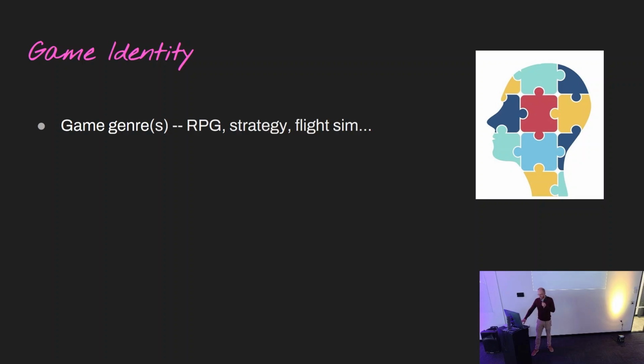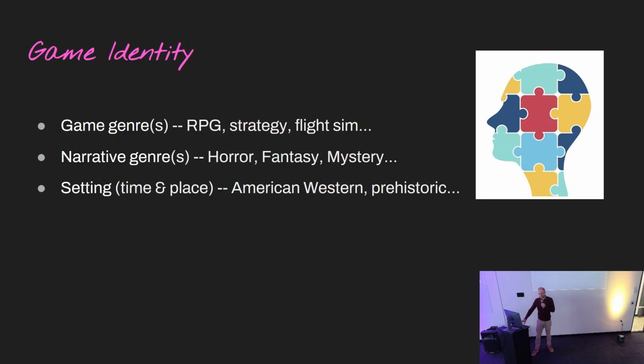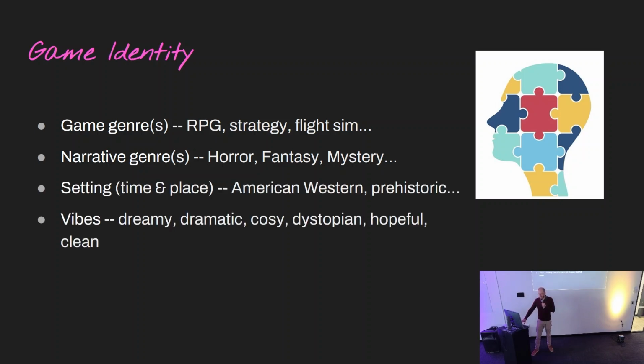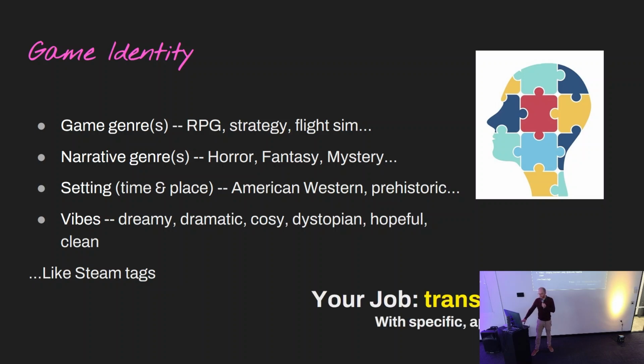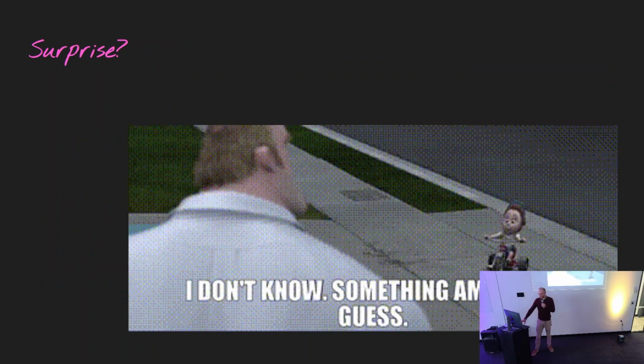For identity, it's basically what the game is, but how do we break that down? So we've got genre, whether that's the game genre or the narrative genre, which are slightly different. Its setting, its time and place, the vibes, for want of a better word, and all this you can think of as Steam tags. If you're looking for a certain game, you want to tag it, differentiate it from other similar games. How do you tag it? How do you describe it? Your job then is to translate that into UI with the fundamentals we were talking about before.